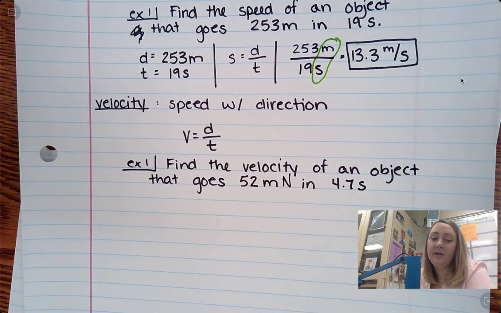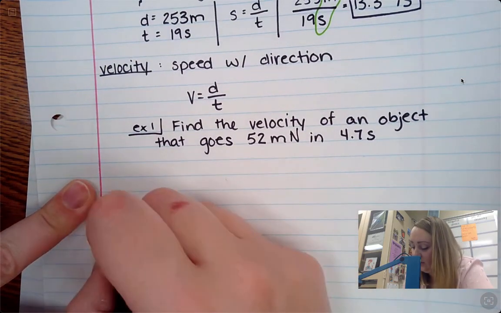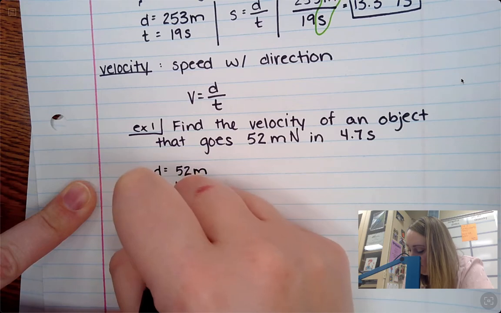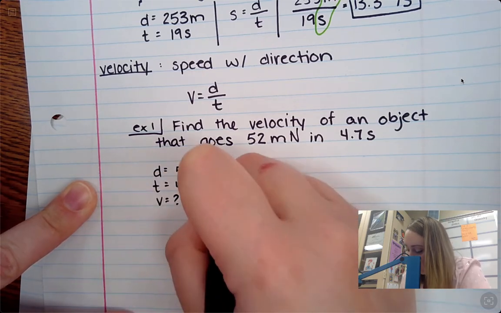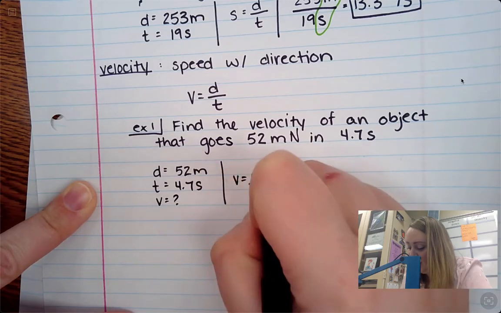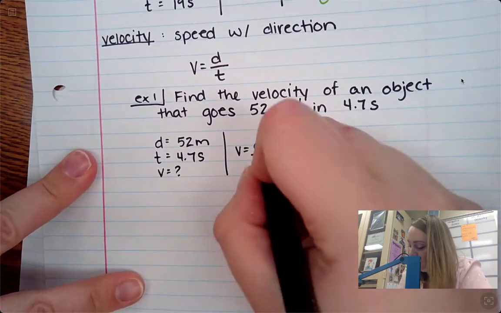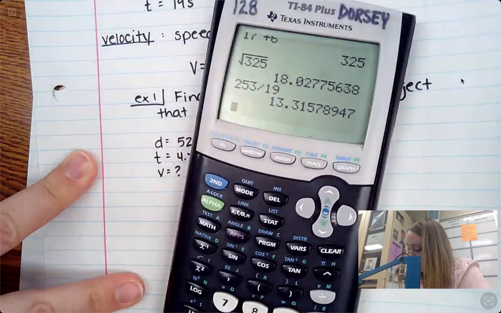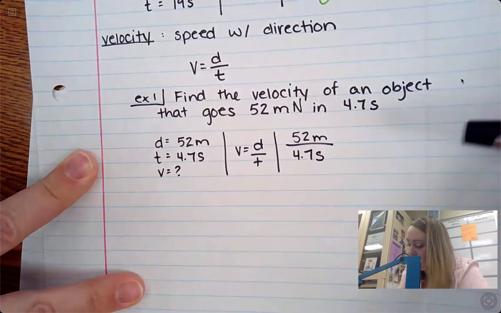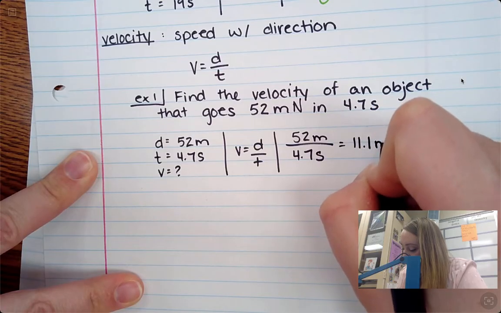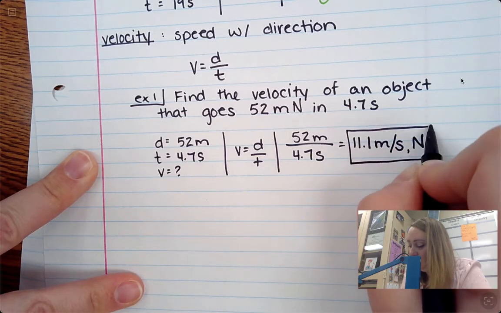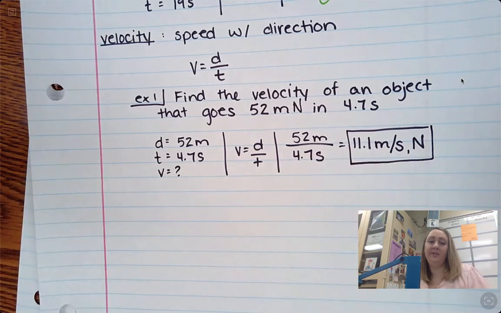All right, find the velocity of an object that goes 52 meters north in 4.7 seconds. So step one, we're going to list our variables. Distance, time, velocity, I don't know. Velocity is distance over time. Just for writing that, I get a point. And it went north, so we know for velocity, we must put a direction. And again, this was in meters per second.